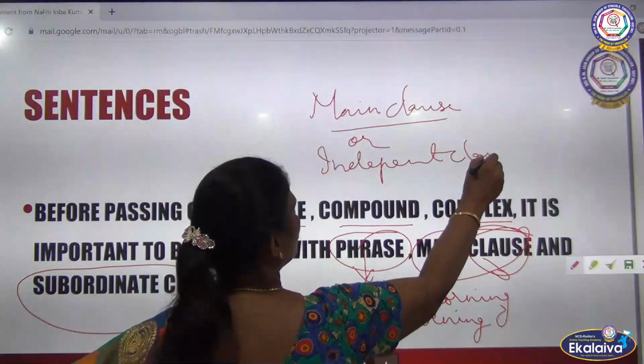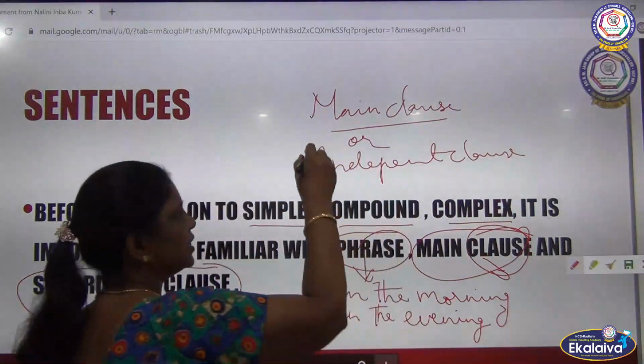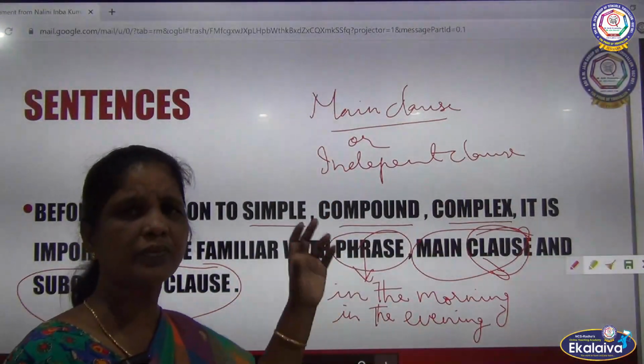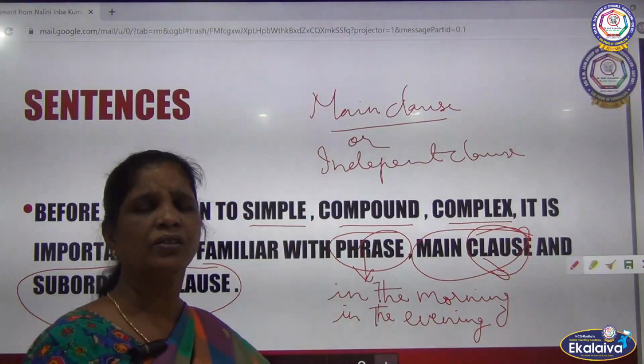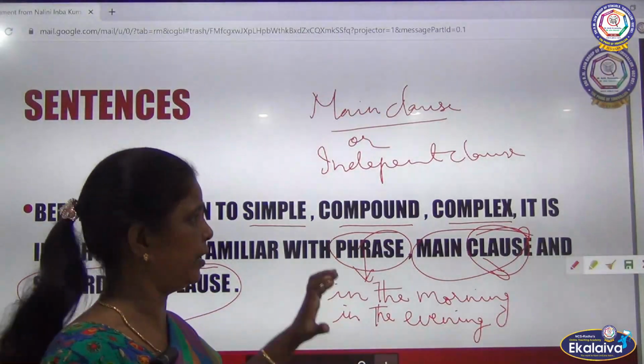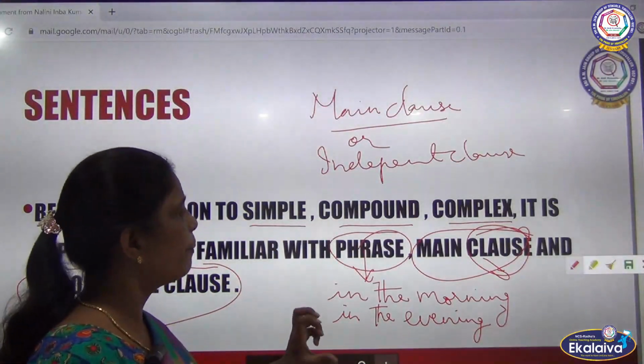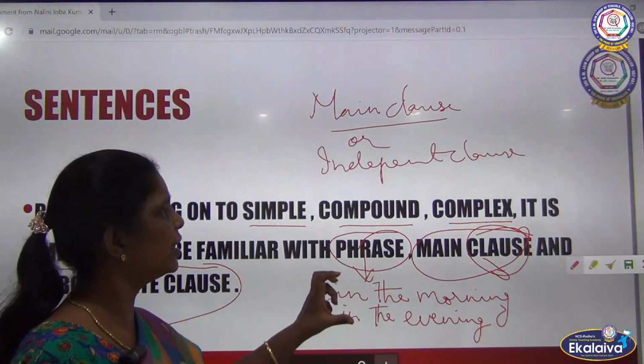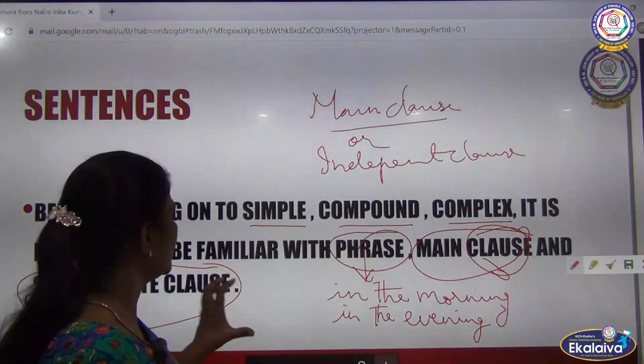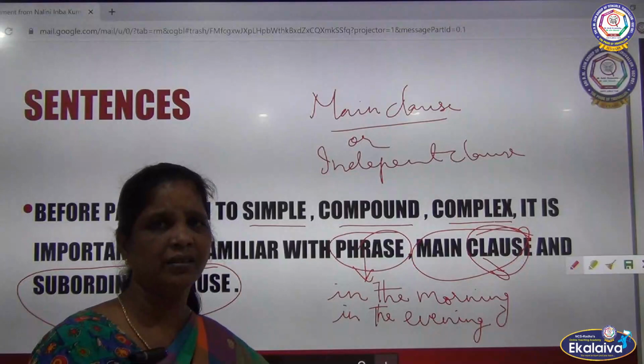Because it can stand on its own. It is not necessary that it has to depend on this. So it is clear, children? Okay. So in the same way, the main clause is like that. And what is a subordinate clause?